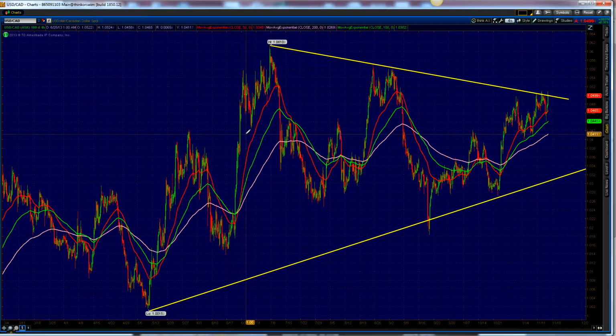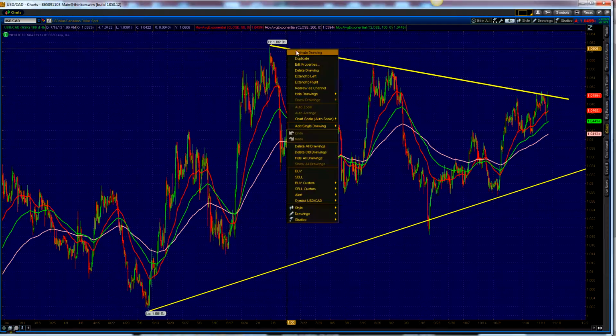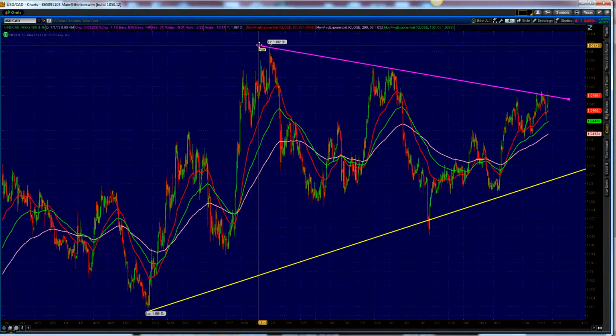Let me zoom out one more time. We're looking here at this descending trend line. We've challenged it several times. I'm basically just looking for a strong move above 105 to hold. Major support comes in at this trend line here, call it 104.50, 104.60. So that's support on dollar CAD.